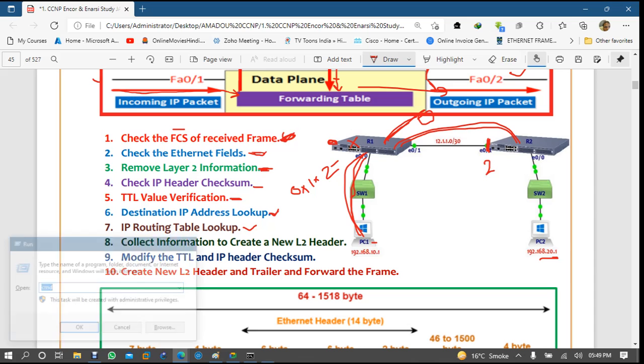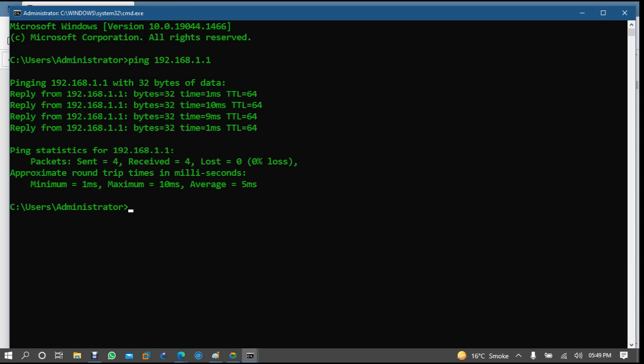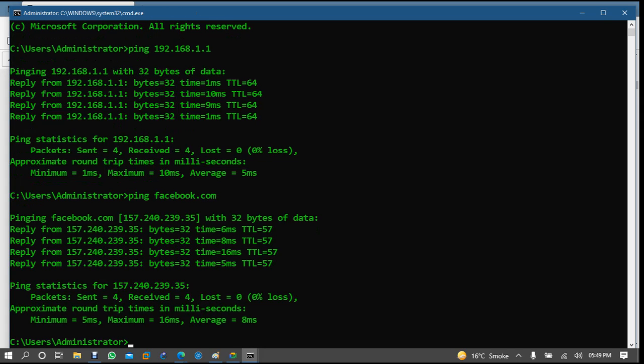Normally, if you are pinging your gateway, like 1.1, then it is 64. Pinging the local LAN, it is 64. But if I am pinging facebook.com, it is 57. When you ping a local LAN computer, it is 64, but when you are pinging any other destination IP address which is not in your network, then the TTL depends on the destination server.